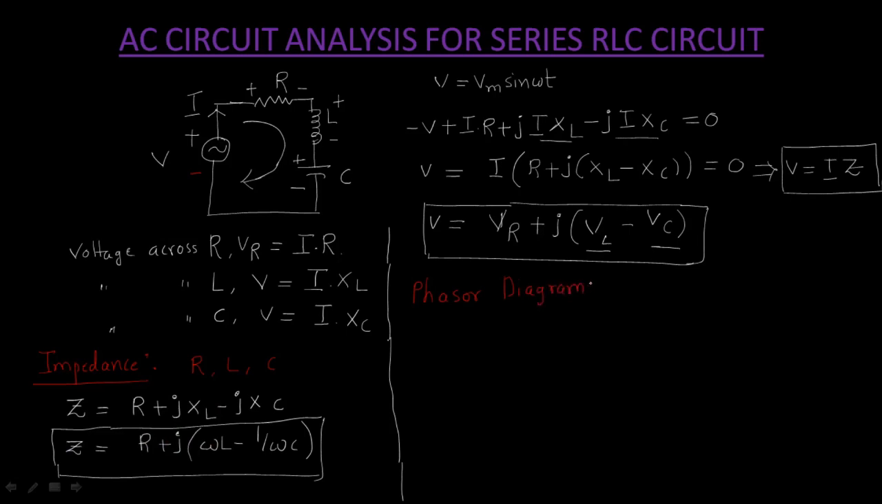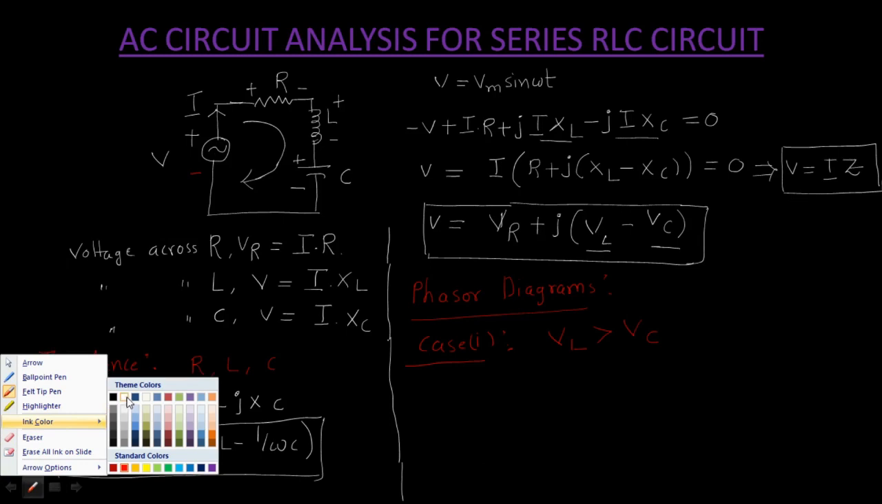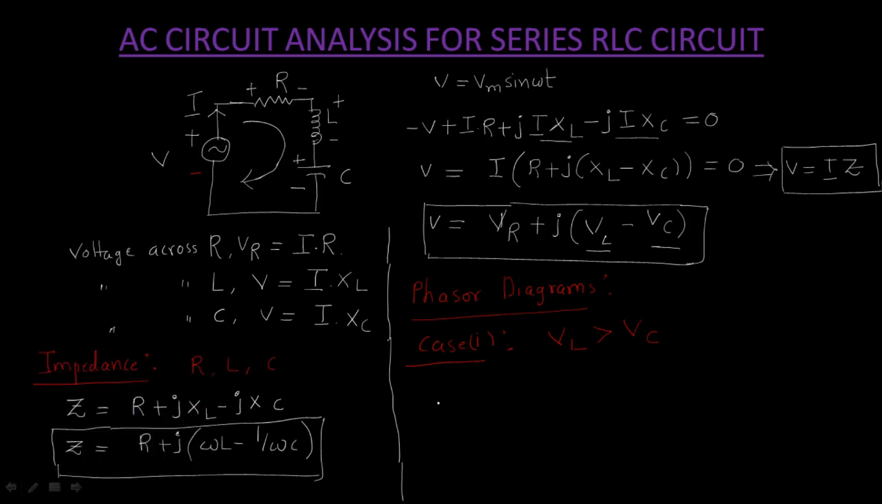Consider the two cases. Case 1: the voltage across the inductance is more than the voltage across the capacitor. We will draw the phasor diagram for that. In any phasor diagram, the current is common across all the elements.